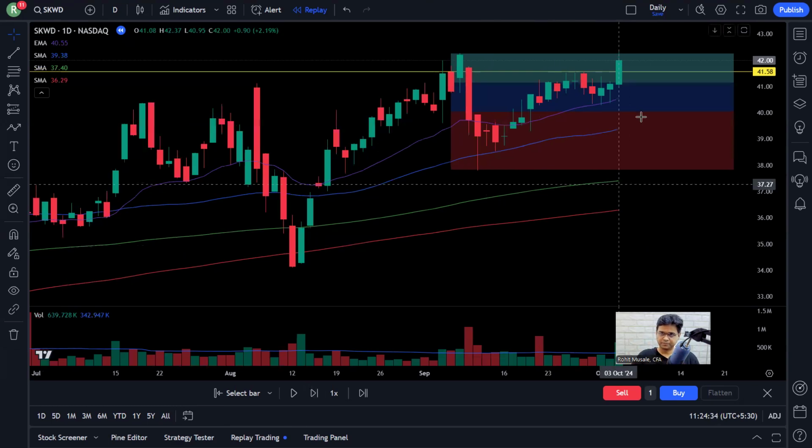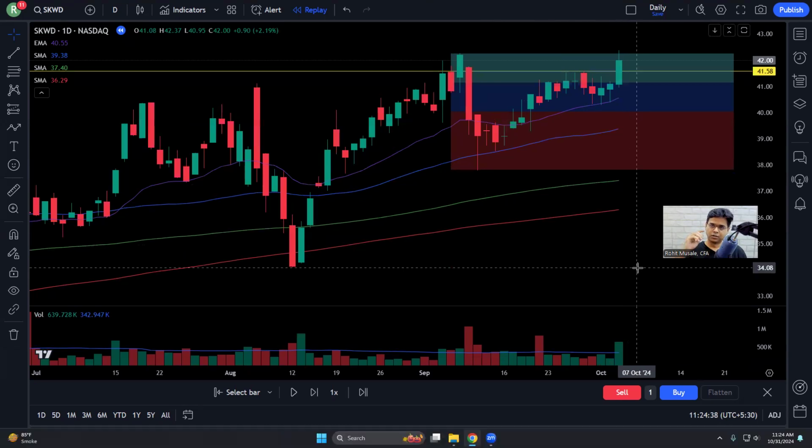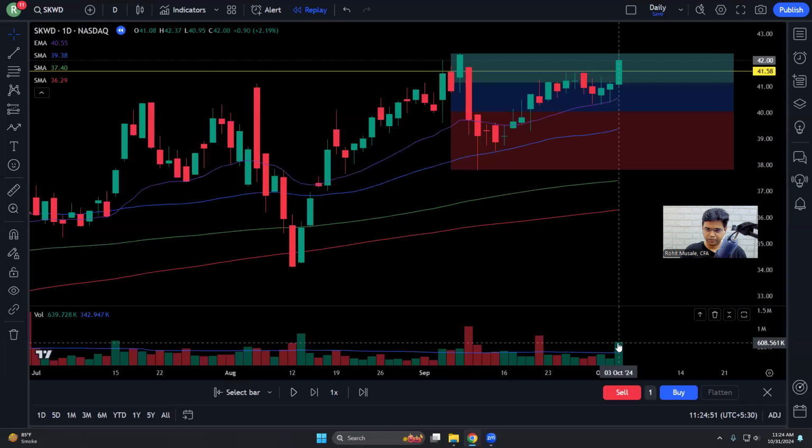So next day it broke out and it broke out on high volume. So she held on to the stock because the stock gave price confirmation and volume confirmation. Price confirmation means the price closing above the yellow line. Volume confirmation means volume closing above the blue line.